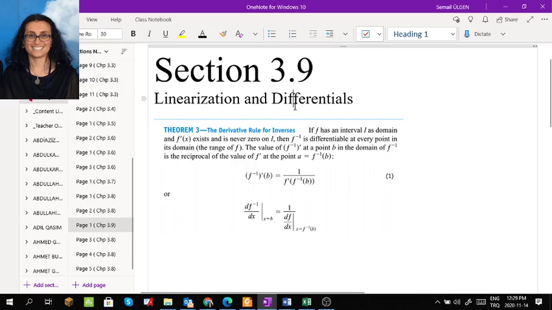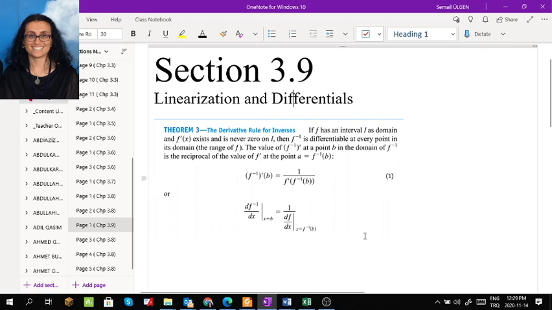Section 3.9 is about linearization and differentials. In our lecture notes it's 3.11, because the slides come from Thomas's Calculus and I think they just forgot to change it. So it's 3.9, linearization and differentials, in the new edition of our book.